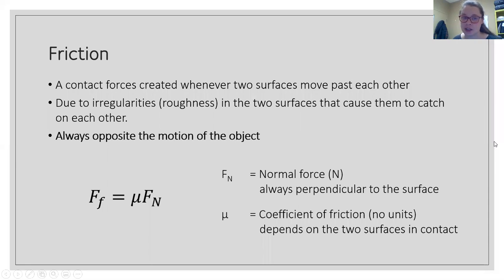So first of all, what is friction? We're really familiar with friction. That's not a new concept for us. But friction's a contact force. So it requires contact with a surface. That's what we mean by contact force, whenever two surfaces move past each other. So it's caused by the irregularities or the roughness in the two surfaces that cause them to catch.